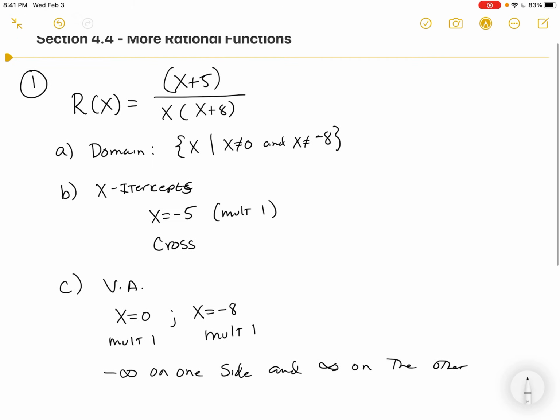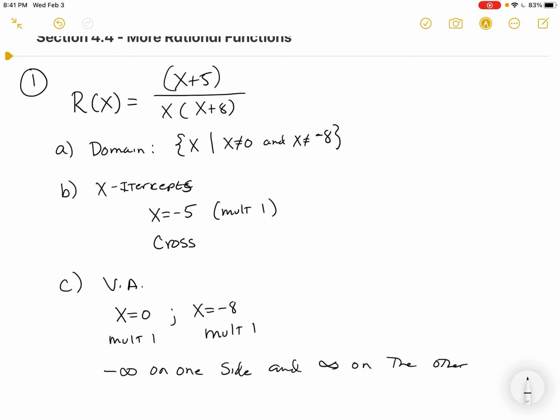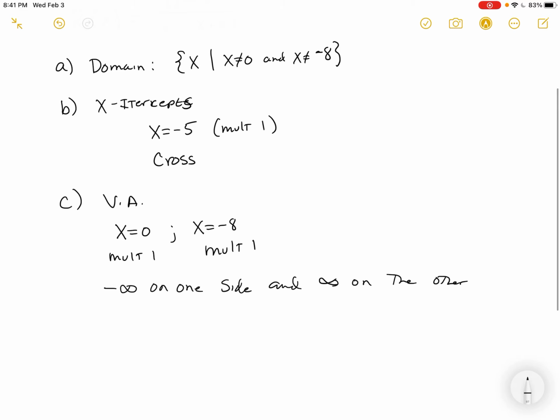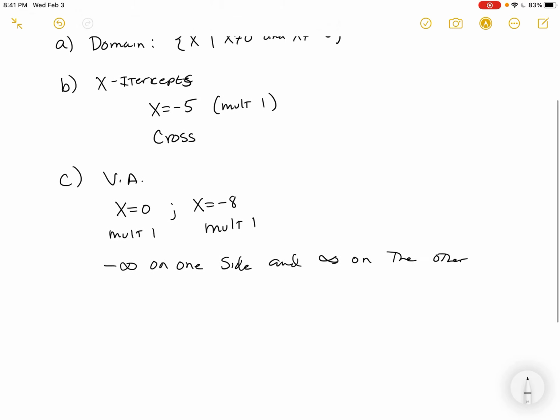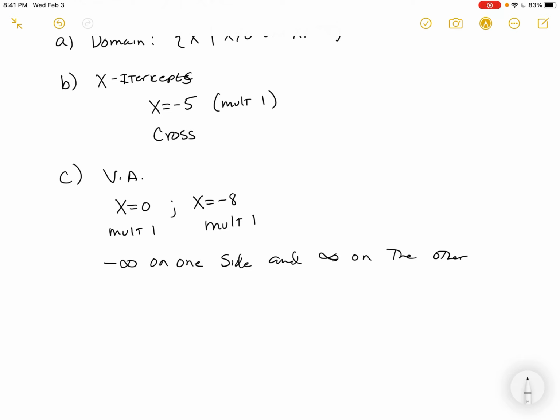So if a vertical asymptote has a squared on it, then it's going to be on the same side. It's going to stay positive, right? It's not going to cross that x-axis. It's going to stay on the other side. And I guess that's a really good way to put it so that it's in line with the other terms that we use, either cross or touch.